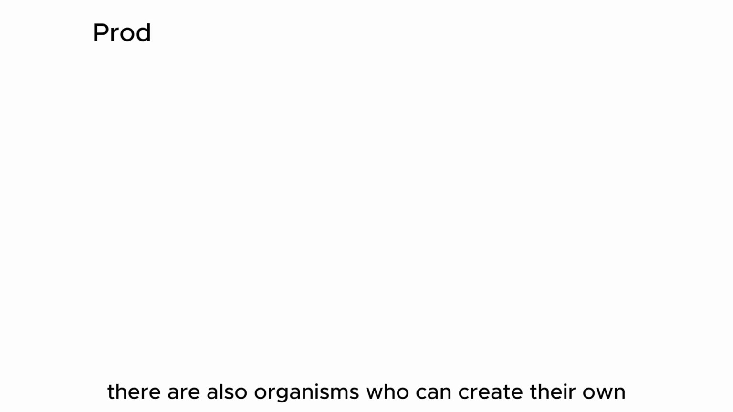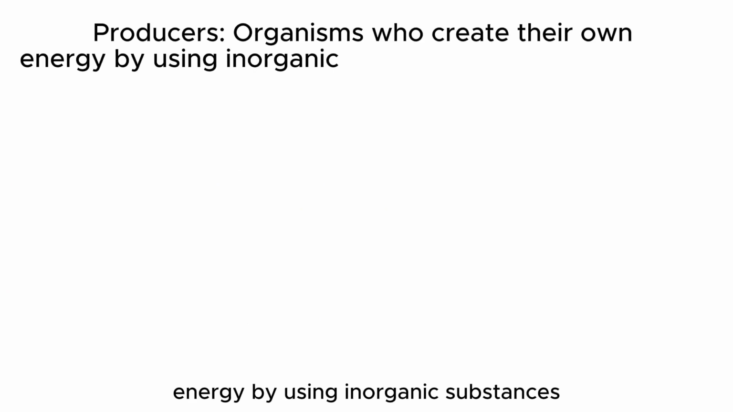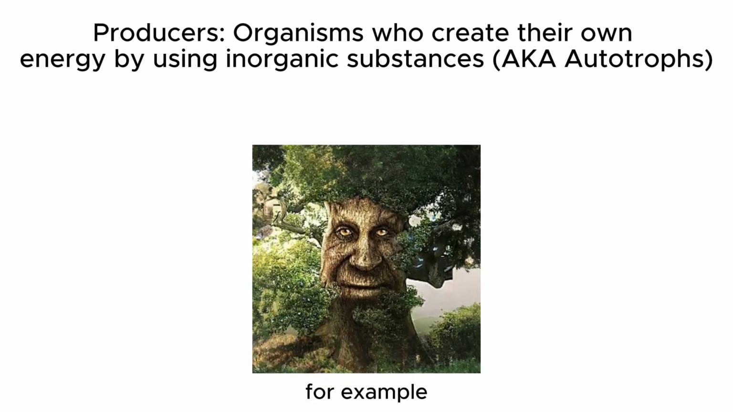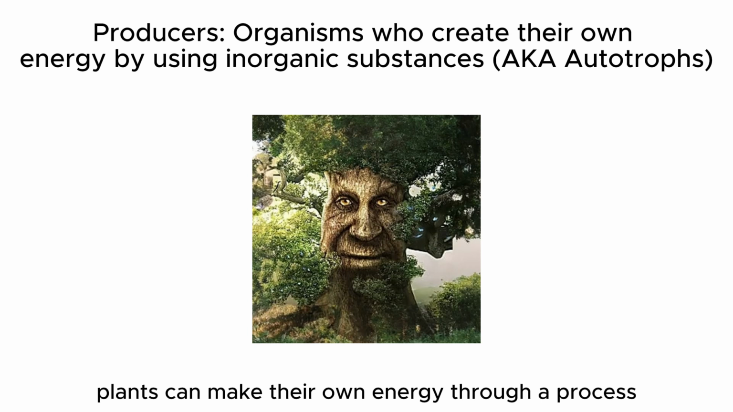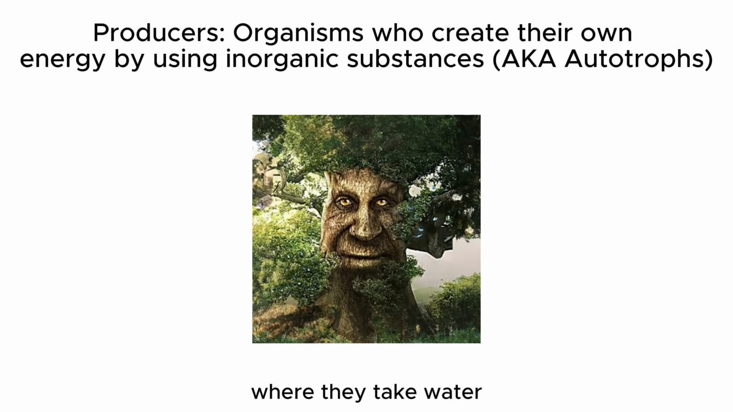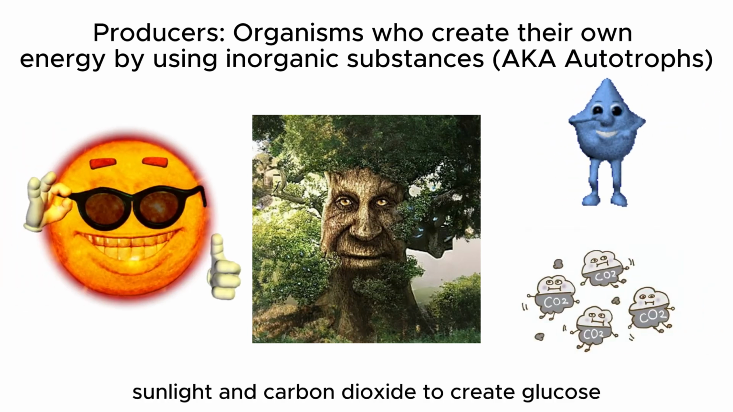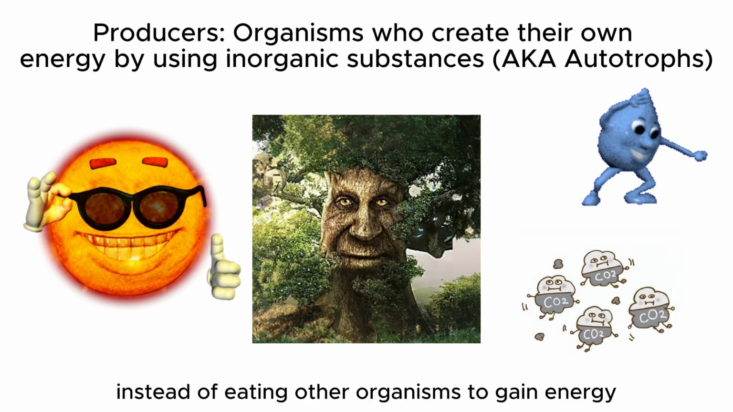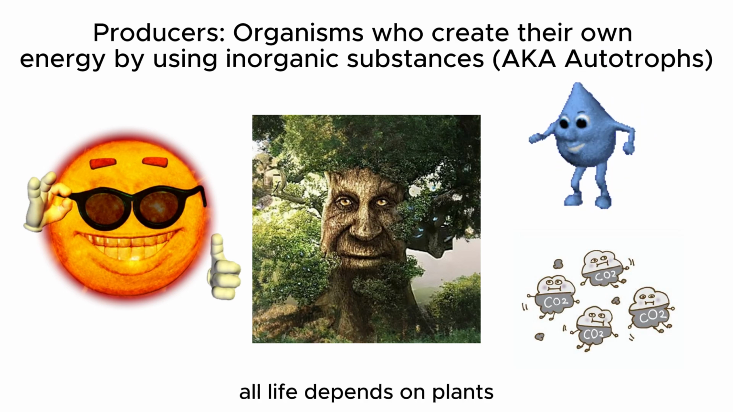There are also organisms who can create their own energy by using inorganic substances and are known as producers, but can also be referred to as autotrophs. For example, plants can make their own energy through a process known as photosynthesis, where they take water, sunlight, and carbon dioxide to create glucose. And because plants create their own energy instead of eating other organisms to gain energy, all life depends on plants.